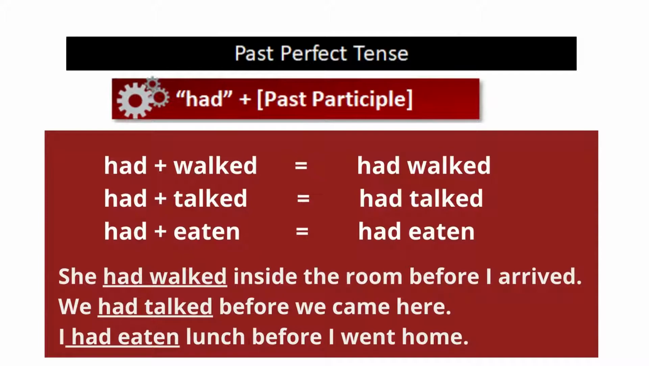Past perfect tense talks about an action that was completed before in the past. To form the past perfect tense of the verb, we use had plus the past participle of the verbs.